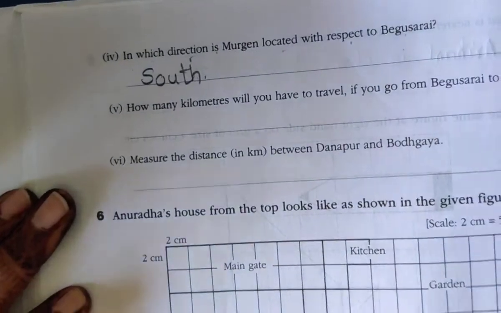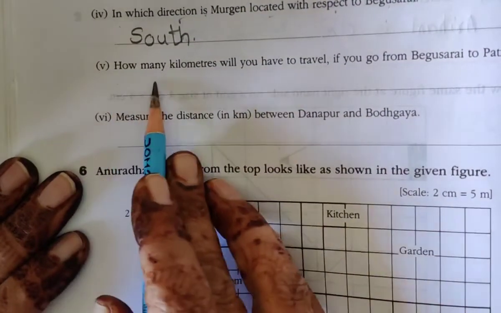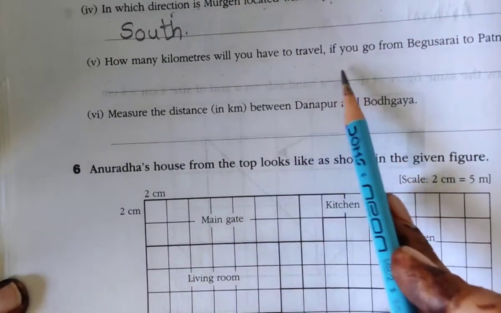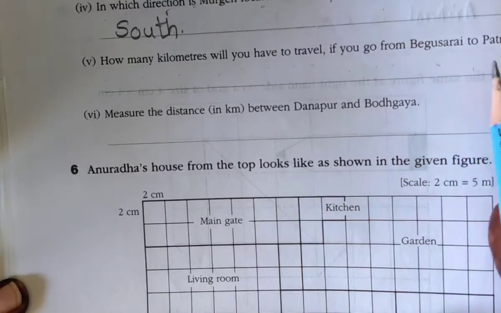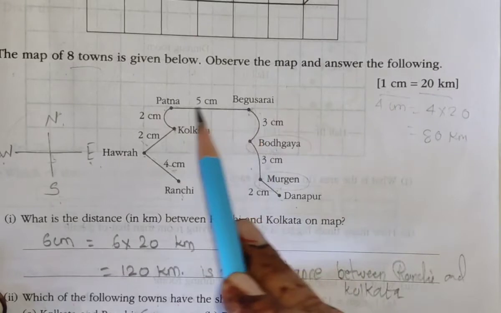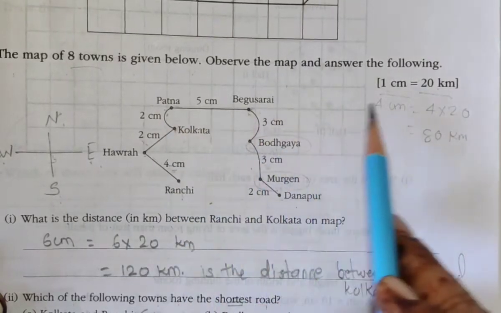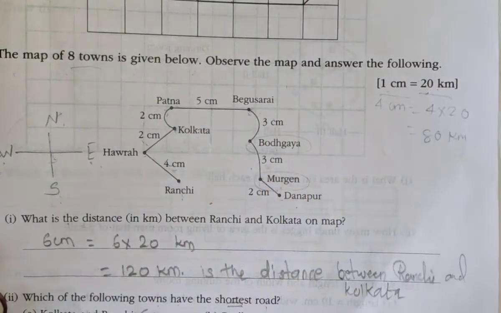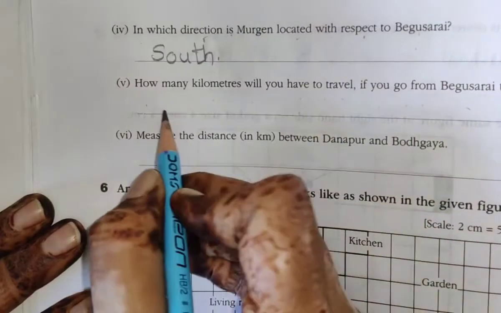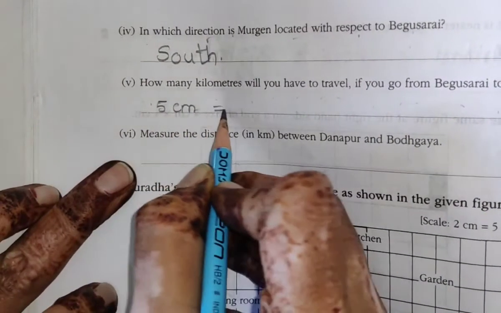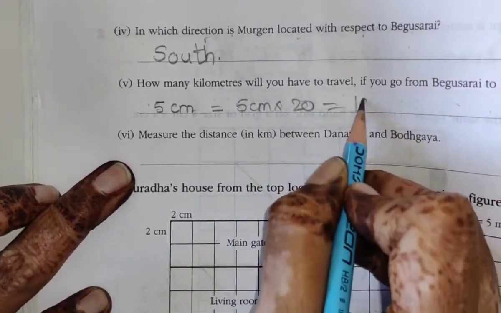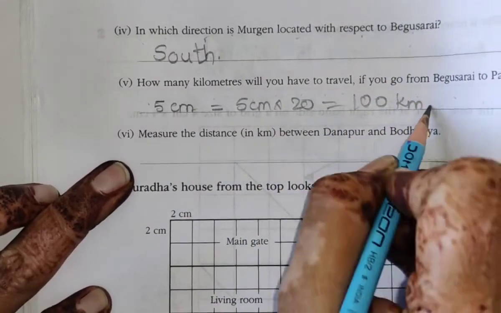Now the next question. How many kilometers will you have to travel if you go from Begunsarai to Patna? Look here. Begunsarai to Patna, 5 centimeter. So that means 5 multiplied by 20, which equals 100 kilometer. 5 centimeter is equal to 5 centimeter multiplied by 20, that is equal to 100 kilometers.